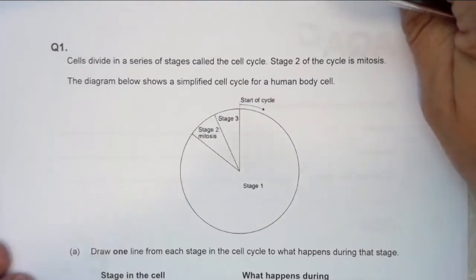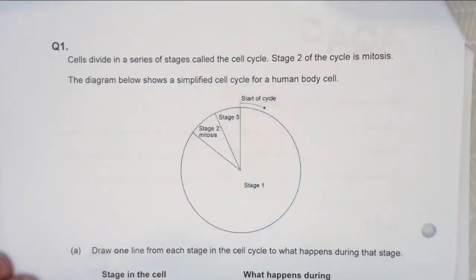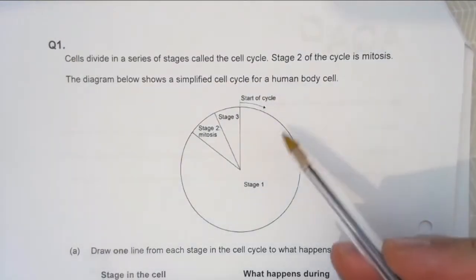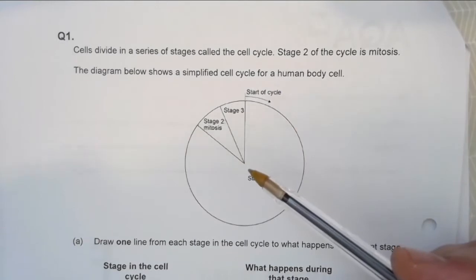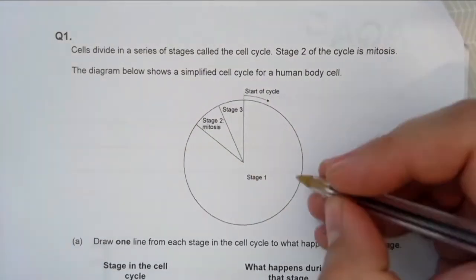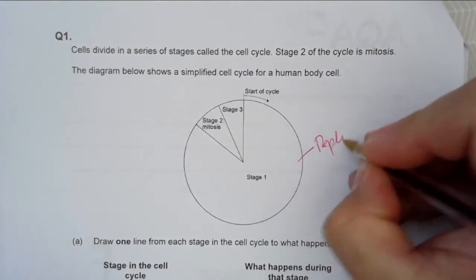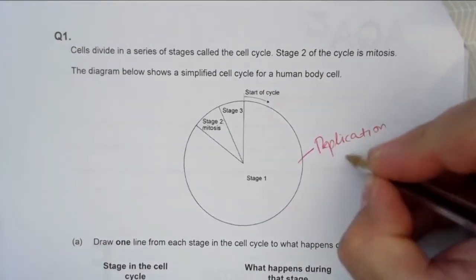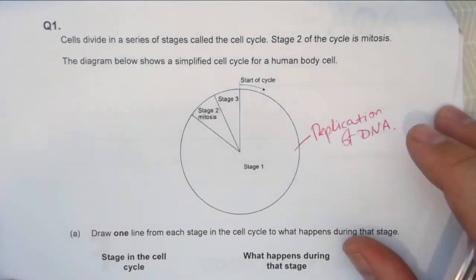If we have a look at question 1, this is asking us about mitosis, cell division and stem cells. So the very first image we have here is a simplified version of the cell life cycle, the cell cycle. So in the first stage here, we're always going to have a replication of DNA. So that's always the first stage.